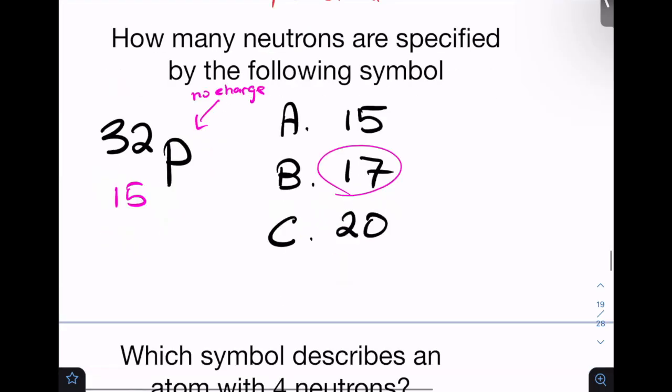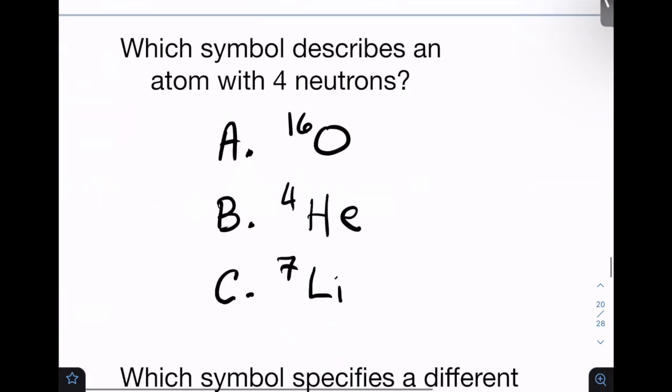All right, very good. Let's get a little bit more tricky now. Which symbol describes an atom with 4 neutrons? Think about this one for a minute. O stands for oxygen. He stands for helium. Li stands for lithium. Notice that when there are 2 letters in the name, the first letter is capitalized and the second letter is lowercase. All right, what do we got? I see mostly C. Very good. C is the right answer.